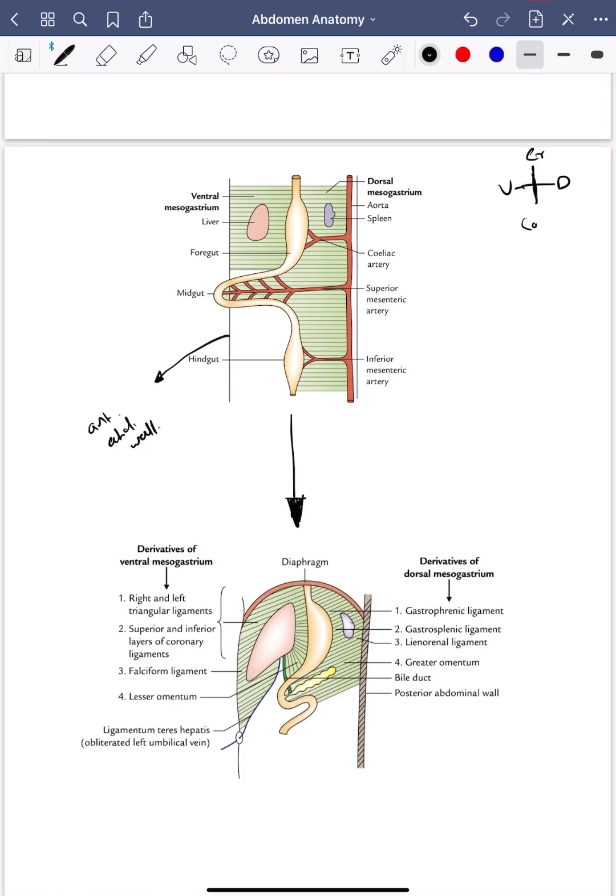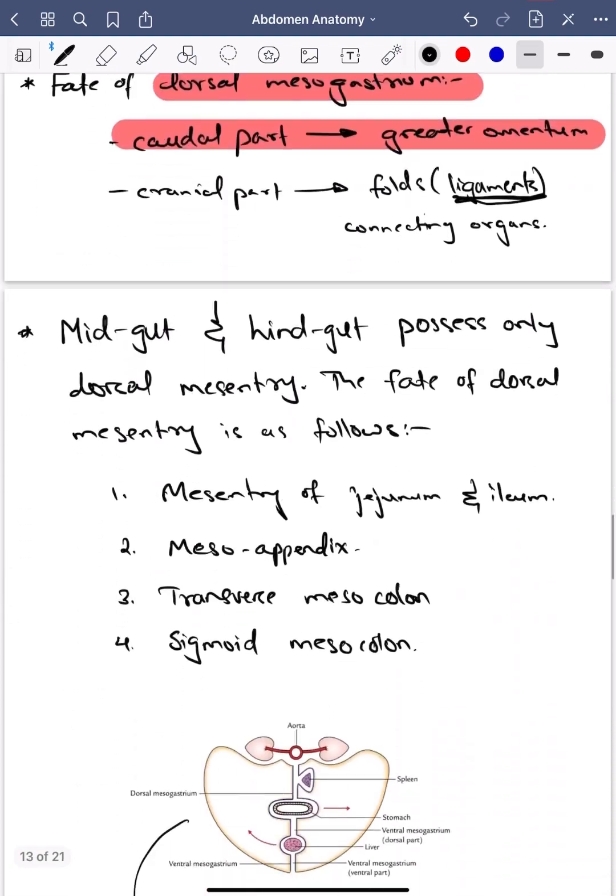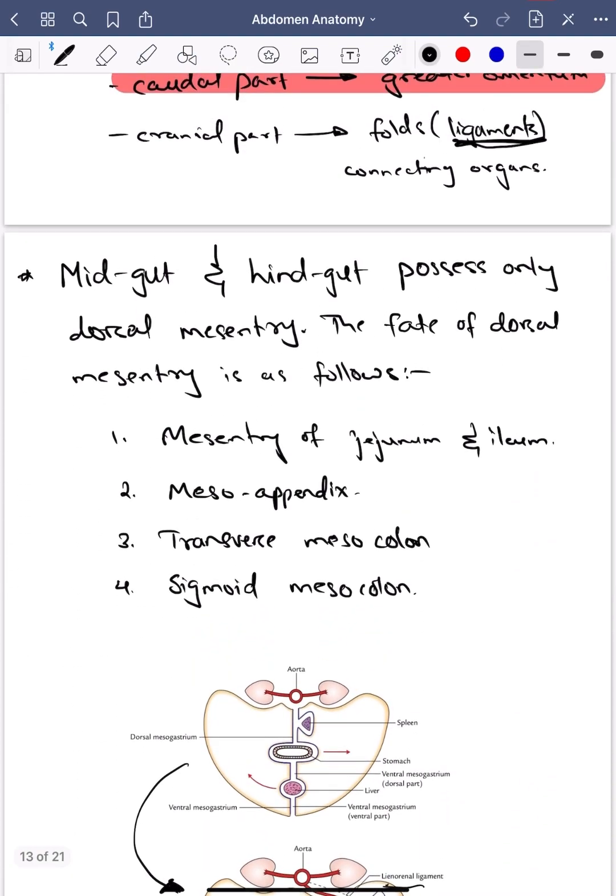Now the midgut and foregut only have a dorsal mesentery, and the names are simple. If it is attached to the intestine, it is called mesentery, and the mesentery of the appendix, the vermiform appendix, is called the mesoappendix, and the mesentery of the transverse colon is called the transverse mesocolon, and that of the sigmoid colon is called the sigmoid mesocolon. So the names are simple. It's named according to the organ that it suspends.